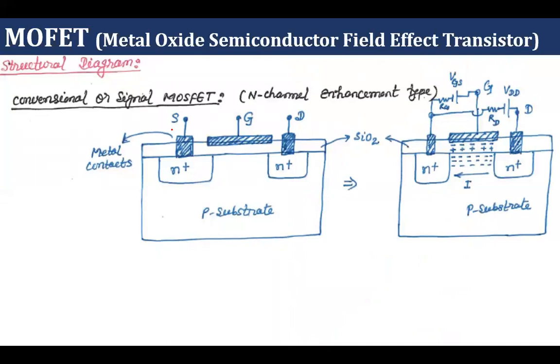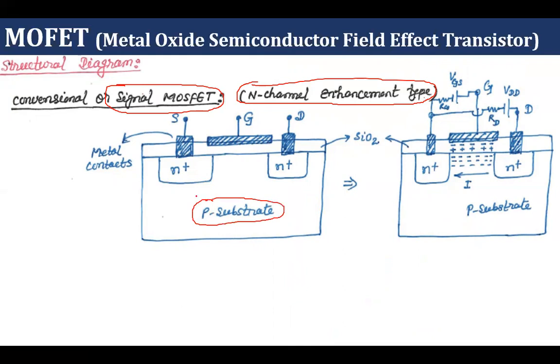Now we'll go through a structural diagram of MOSFET. This is the structural diagram of a single MOSFET, and we are discussing N-channel enhancement type MOSFET only. In the case of N-channel enhancement type MOSFET, we have a P substrate, and then two wells within the P, which are N plus, N type highly doped regions.